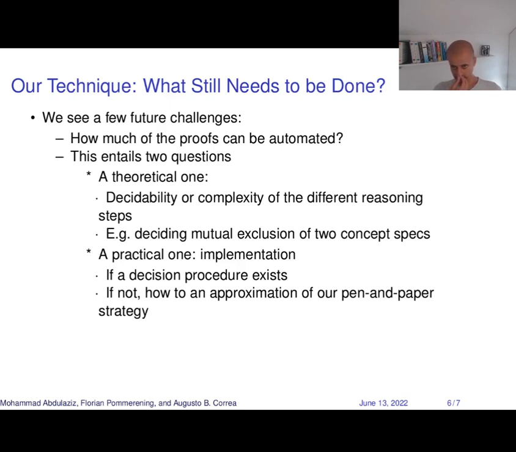The first one is how much of the proofs can be automated, and that challenge entails 2 questions: a theoretical one, which is about the decidability or the complexity of different reasoning steps, and a practical one, which is about how we implement a decision procedure if one exists, and if none exists, then how can we at least approximate the pen and paper reasoning strategies and implement that.